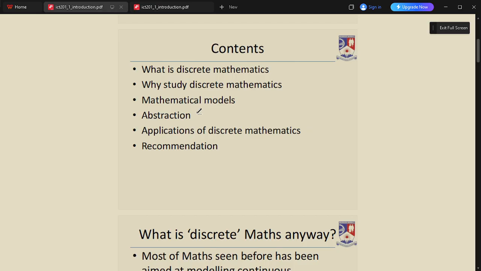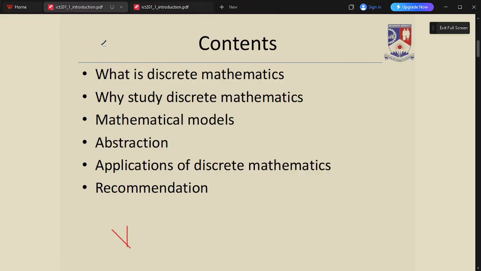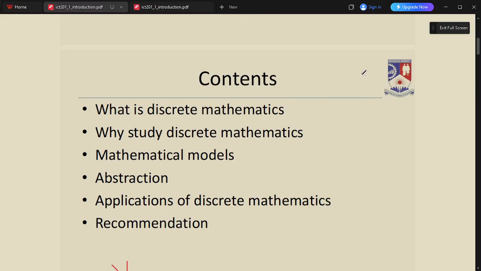The outline for this video today is as follows. We're going to describe what discrete mathematics is. We're going to talk about why we should study discrete mathematics. We're going to talk about mathematical models. We're going to talk about abstractions, what they are. We're also going to talk about how discrete mathematics can be applied and some recommendations given by the University of Mulungushi.